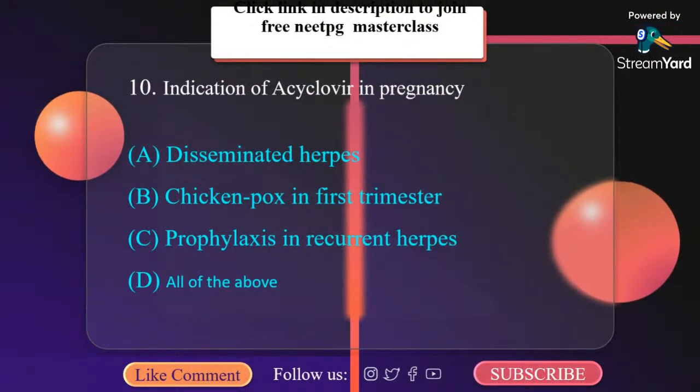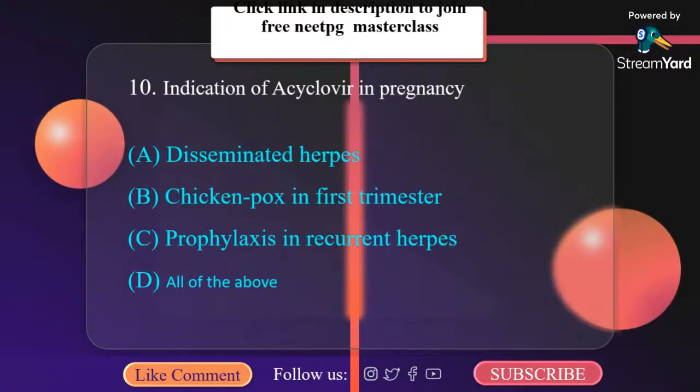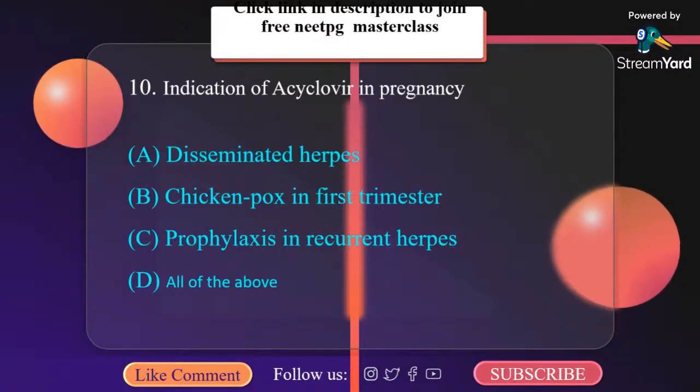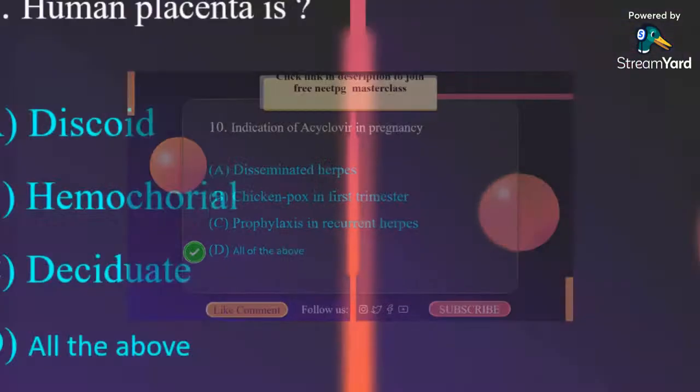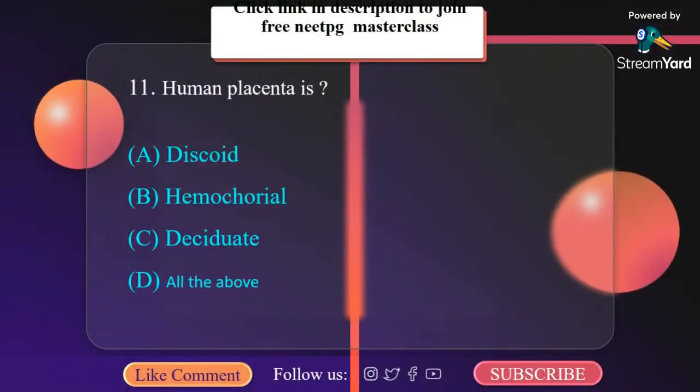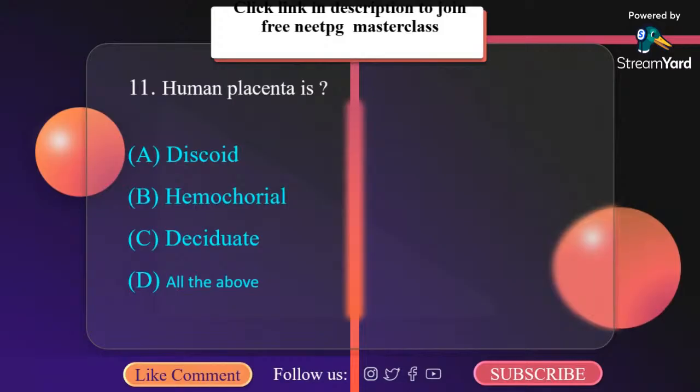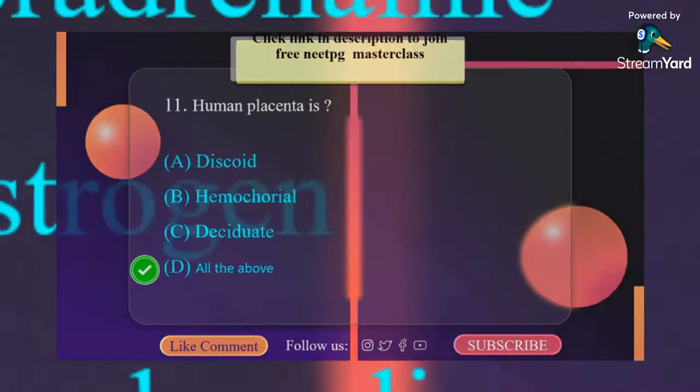Indication of acyclovir in pregnancy is A. Disseminated herpes, B. Chickenpox in first trimester, C. Prophylaxis in recurrent herpes, D. All of the above. It is all of the above. Human placenta is A. Discoid, B. Hemochorial, C. Deciduate, D. All of the above. It is all of the above.